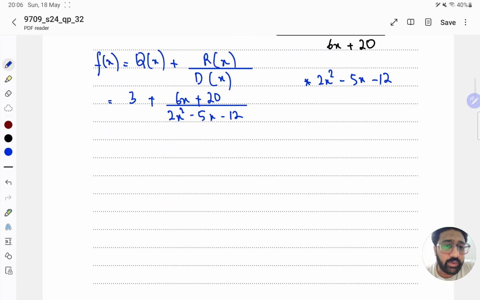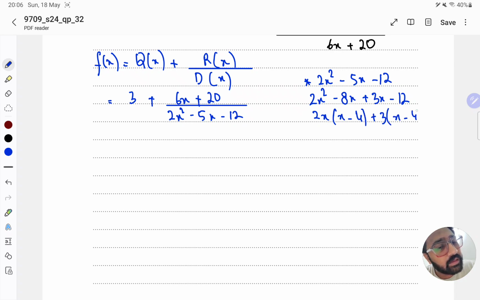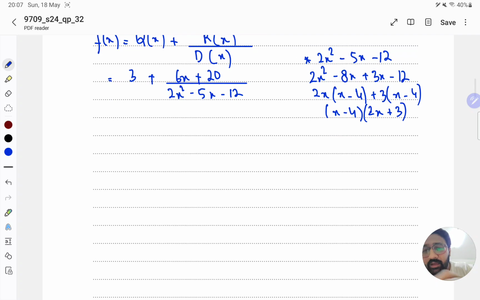So let's do the factorization for this. It is going to be 8 and 3. So 2x square minus 8x plus 3x minus 12. 2x is common, plus 3 times x minus 4. One bracket will be x minus 4, the other bracket will be 2x plus 3. Now let me write it: 6x plus 20 divided by x minus 4 into 2x plus 3.